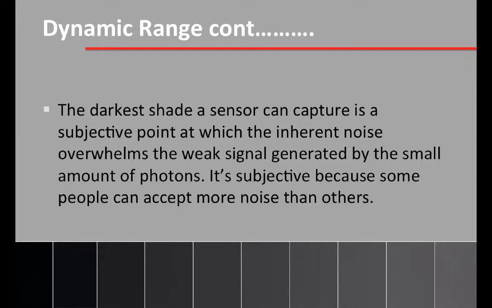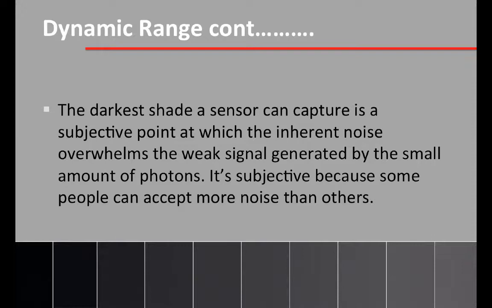So the limit to the dynamic range in the shadow region is a subjective one, in the sense that it depends on how much noise you're willing to accept. So while the highlight saturation point can be empirically measured, the darkest shade is somewhat subjective. Some people would accept more noise, some people won't, so it just depends, but that is a bit problematic. But the weaker signals in the shadow region produce a small amount of photons, which then produces noise.